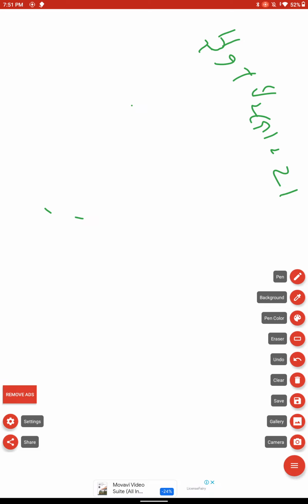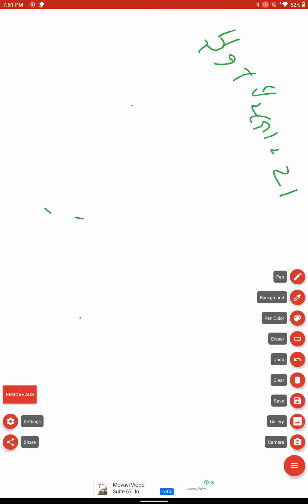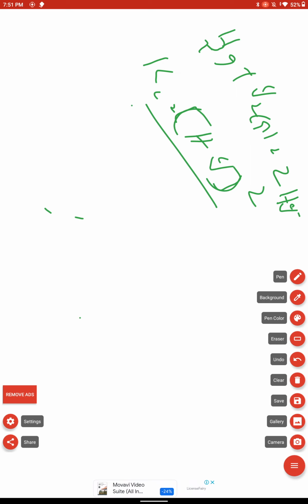H2 gas plus I2 gas giving 2HI. How can we write the equilibrium constant Kc? Kc will be equal to HI square divided by concentration of H2 into concentration of I2. This is the way we can represent it in terms of concentration.